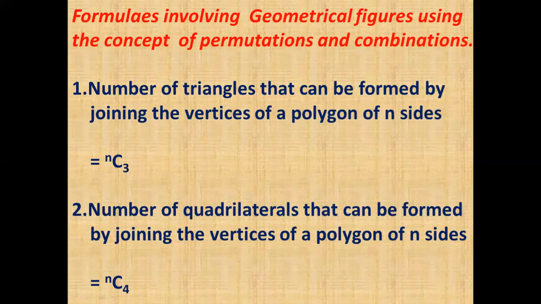In the same way, formula number 2: the number of quadrilaterals that can be formed by joining the vertices of a polygon of n sides. That would be nC4 because a quadrilateral, whether a rectangle, square, rhombus or parallelogram, has four vertices. So the answer would be nC4.